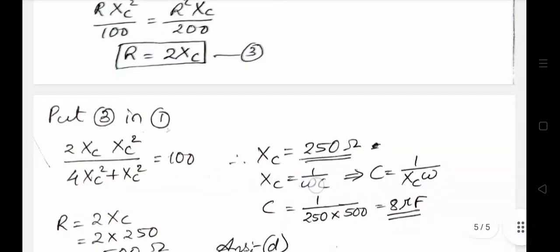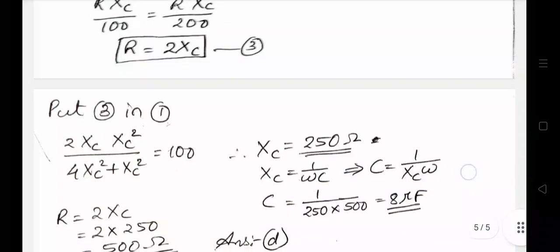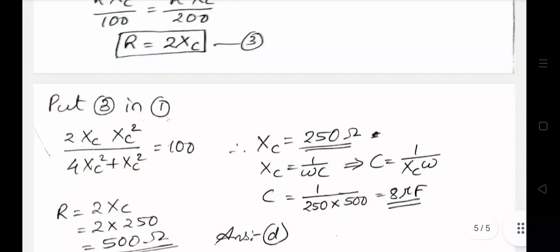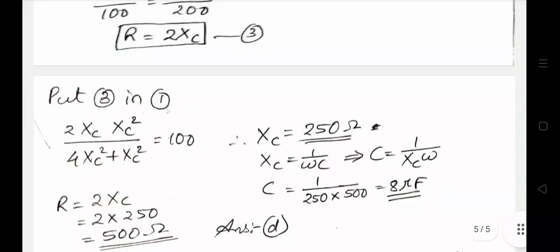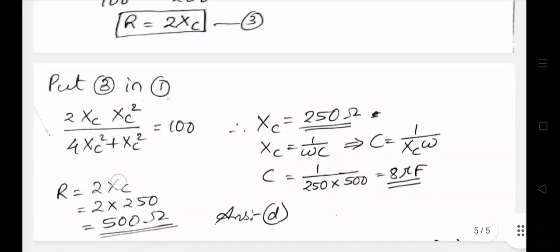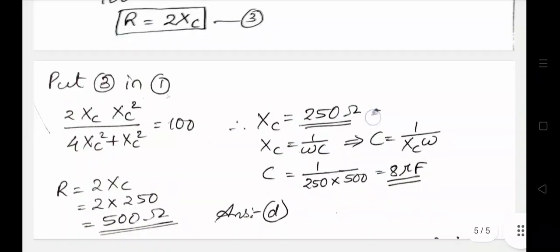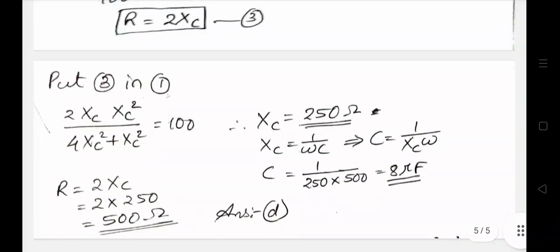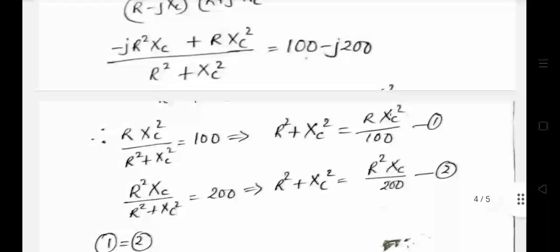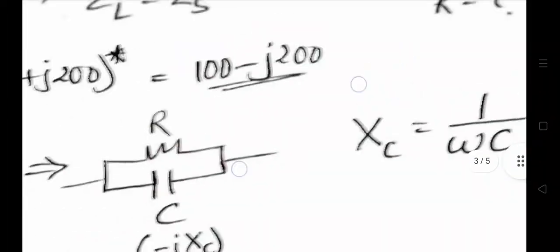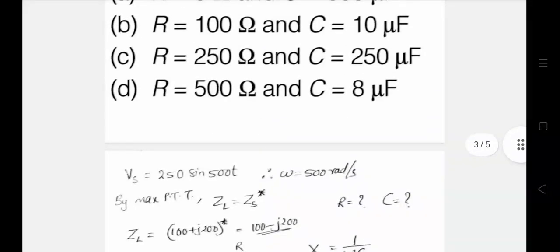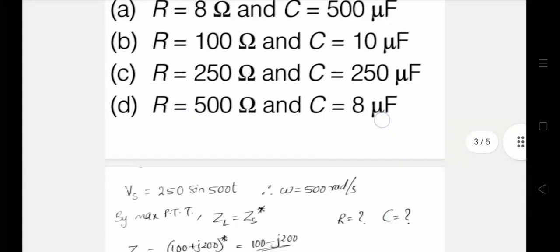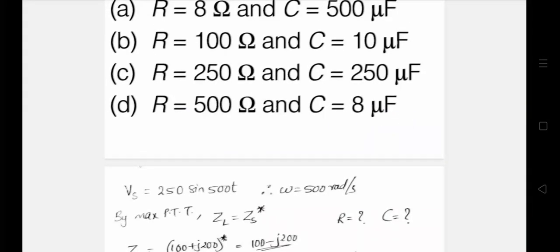We know Xc is equal to 1 by omega C. We know the values of omega and Xc, from which we get the capacitance value as 8 microfarad. And from equation 3, R is equal to 2Xc, we got the Xc value, from which we get R equal to 500 ohm. Therefore R is equal to 500 ohm and C is equal to 8 microfarad. Let's see the options. Option D is the right answer: R is equal to 500 ohm and C is equal to 8 microfarad.